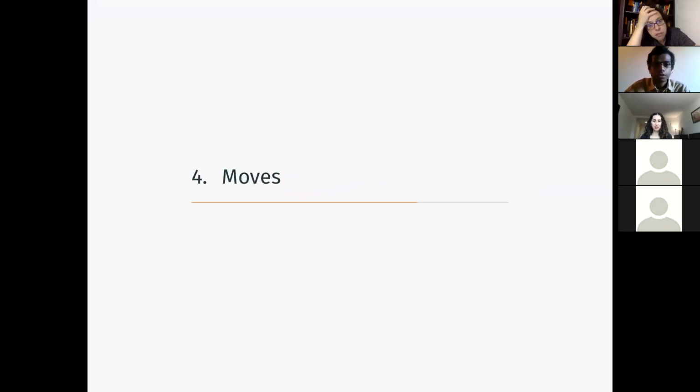Okay, so let's see. I'm just going to give you a sample of these moves. It's going to look a bit complicated. The intention is not to give you all the details, just to tell you what variety there can be.